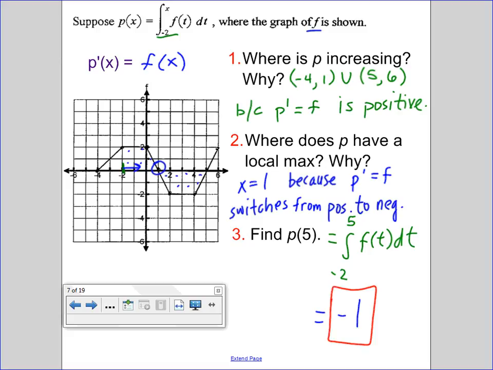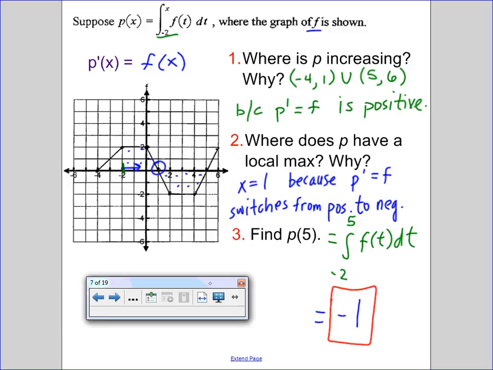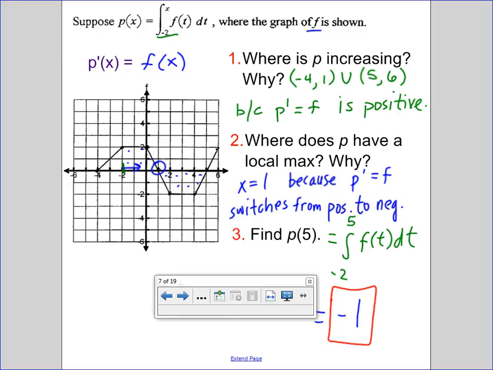Raise your hand if you already had -1. Good job, you guys. What questions do you have about interpreting our function as an area accumulator? When we have a function defined by an integral expression, where the lower limit is constant and the upper limit is a variable, we can interpret that as an area accumulator function and use our relationship with the fundamental theorem of calculus antiderivative part to answer all kinds of questions.